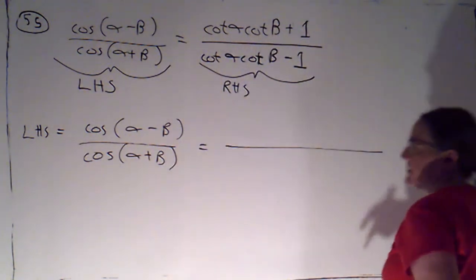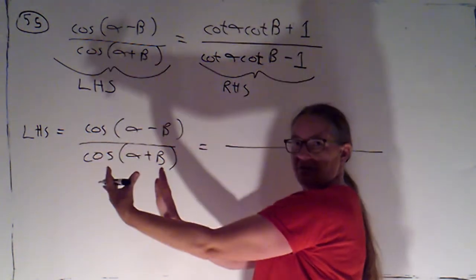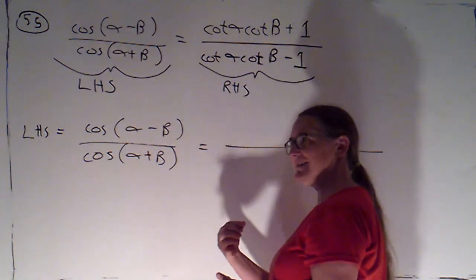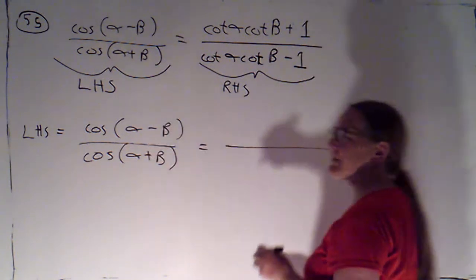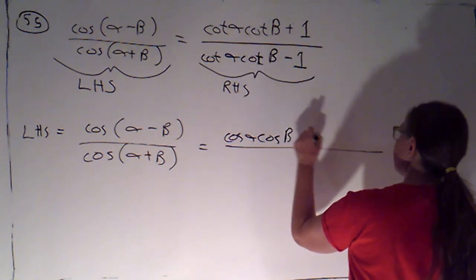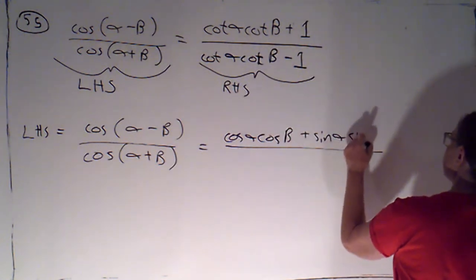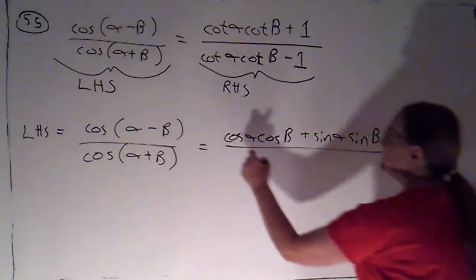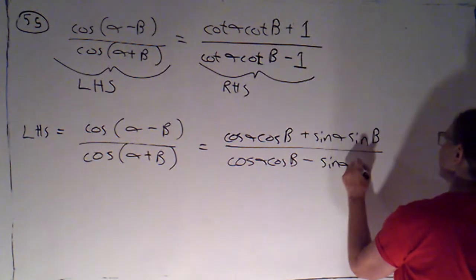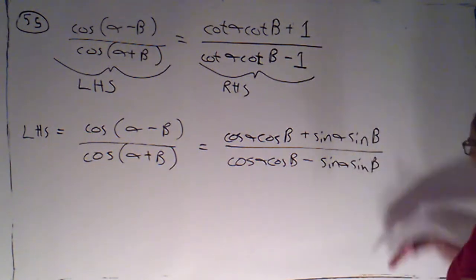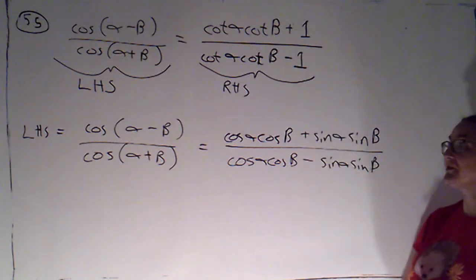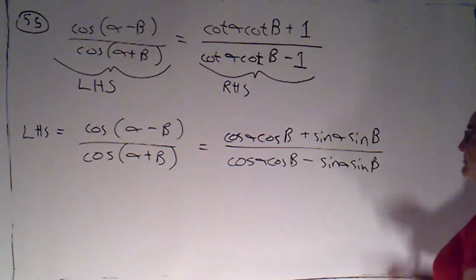And that's going to be, with cosine, the cosines go together in there first and then the sines. With the sum formula, it's a minus sign. So with the difference formula, it's a plus sign. So cosine alpha, cosine beta, plus sine alpha, sine beta, over cosine alpha, cosine beta, minus sine alpha, sine beta. Looks like the top and bottom have a lot in common, but of course nothing cancels because we can't cancel across addition and subtraction. So that's my first paragraph.